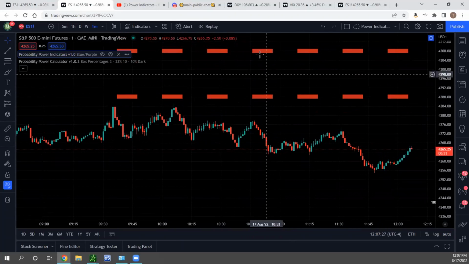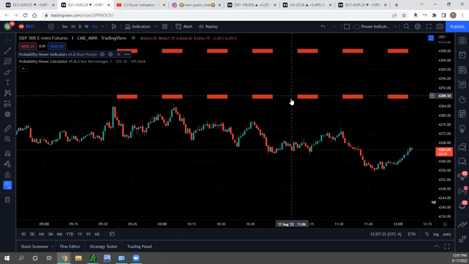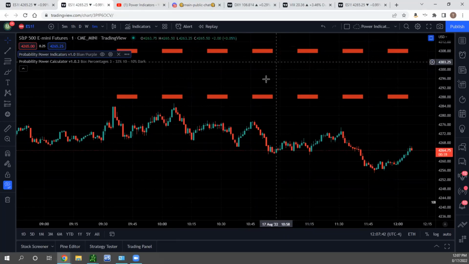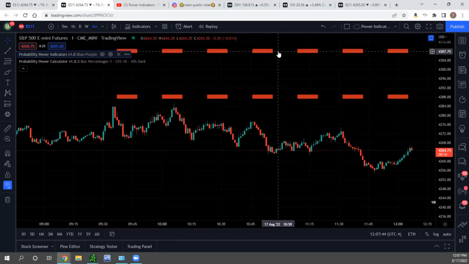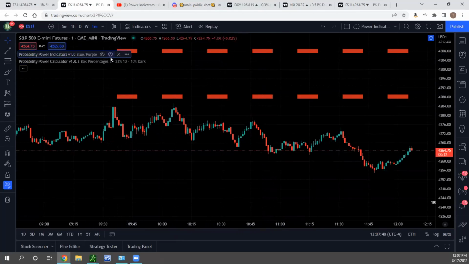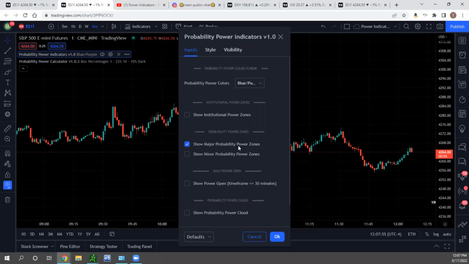So you can see two of the red dashes here above us, showing that there's resistance here at these levels around the 4290 and 4305, 4310 here on the ES. So those are the major institutional resistance levels on the ES currently. So I'll turn those off and I'll turn on now the major zones and show major and show minor.